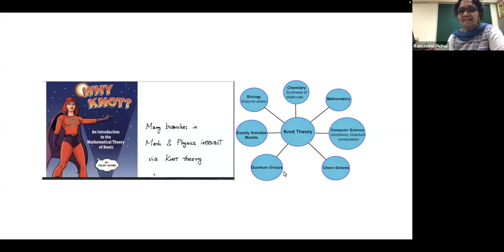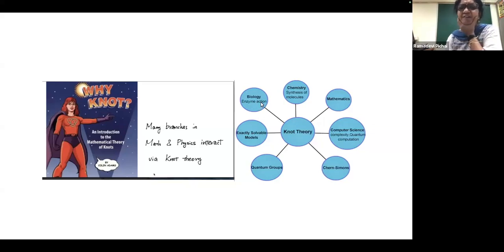Chemists have been looking at knotted structures, stereoisomers, synthesizing molecules. Of course, biologists look at how knots happen. Knotting happens at a synaptic node when they inject an enzyme, and this enzyme action makes it knotted like a trefoil and so on. There's some work on topoisomerase and all.